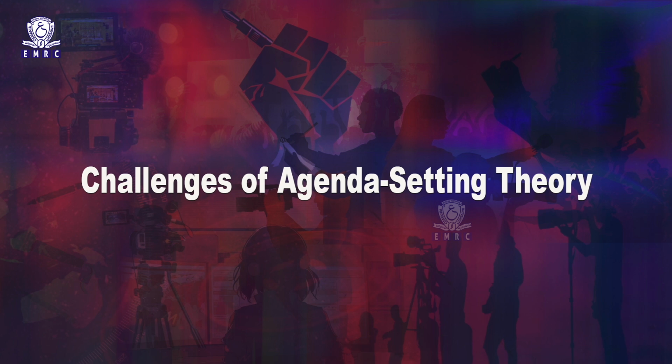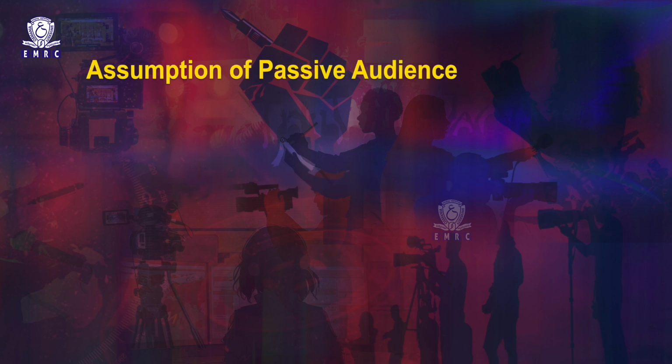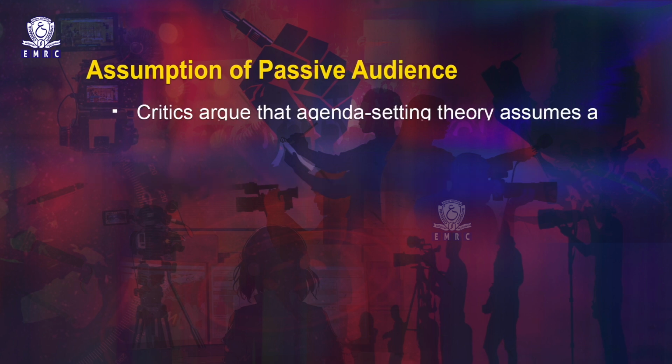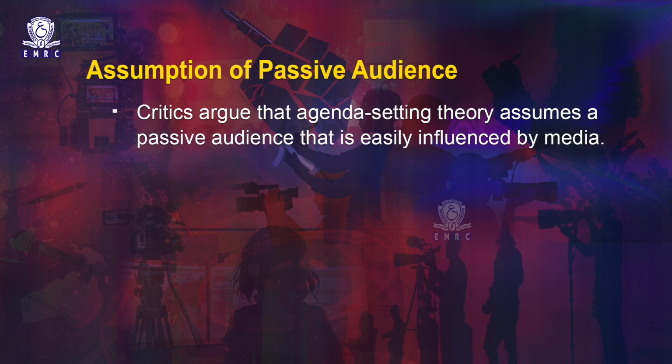Awareness of media bias. The theory draws attention to the potential bias in media coverage, encouraging the audience to be mindful of the framing and selection of issues. The awareness fosters a more discerning and critical approach to consuming news. Challenges of agenda setting theory.